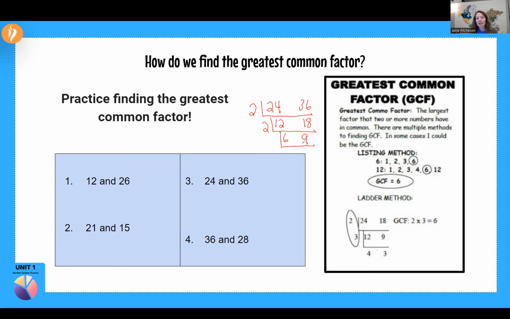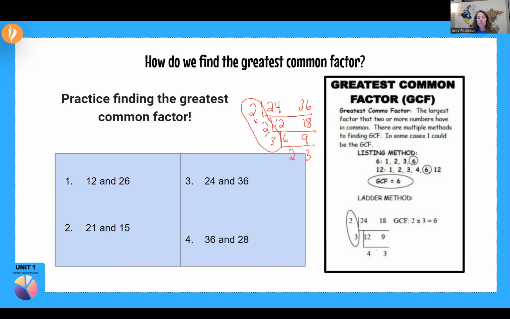Once again, they have a common factor of 3. So 3 times what is 6? The answer is 2. 3 times what is 9? The answer is 3. 2 and 3 have no common factor. So I'm done. I'm going to take these digits over here. I'm going to multiply them together.